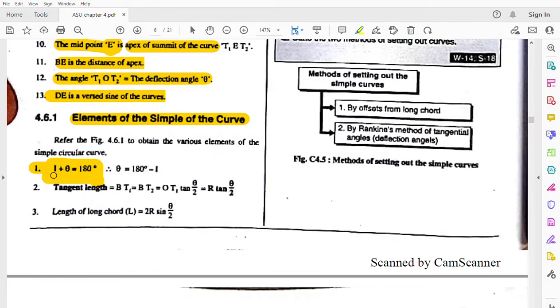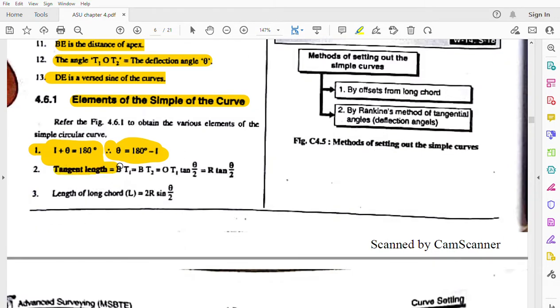I means angle of intersection and theta means angle of deflection, and the combination of these both is 180 degree. Therefore, if we have to calculate the theta, we can calculate it by 180 degree minus I.